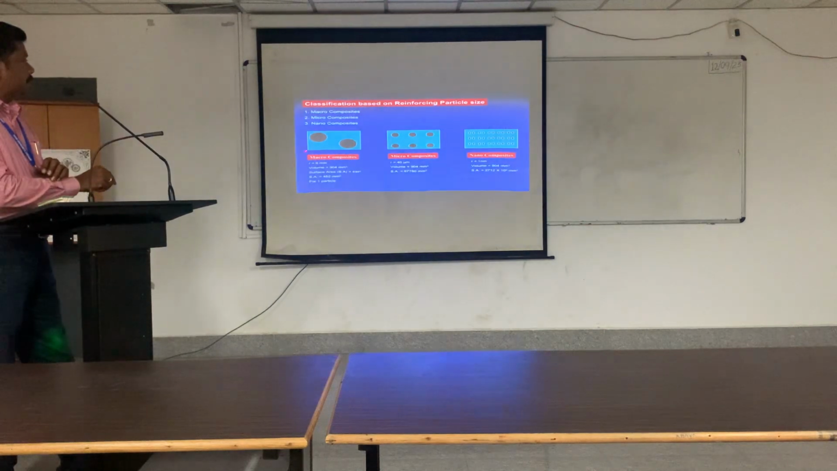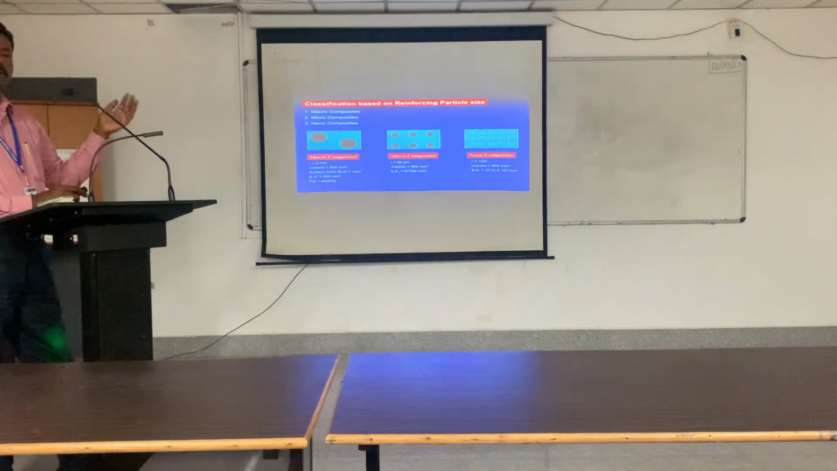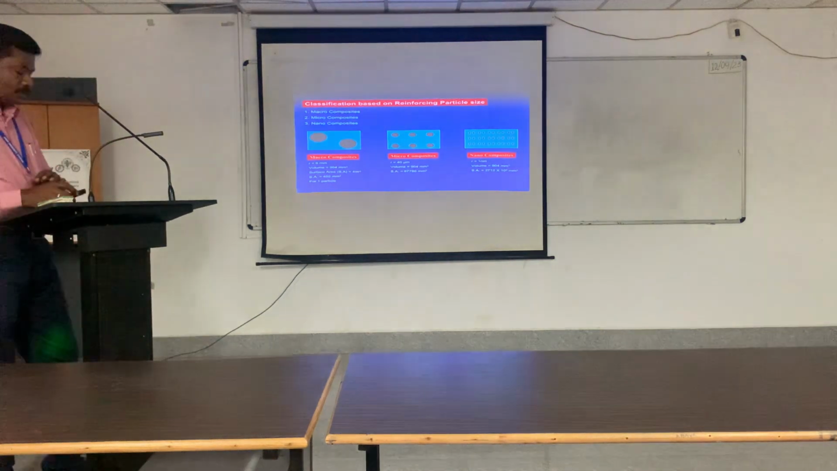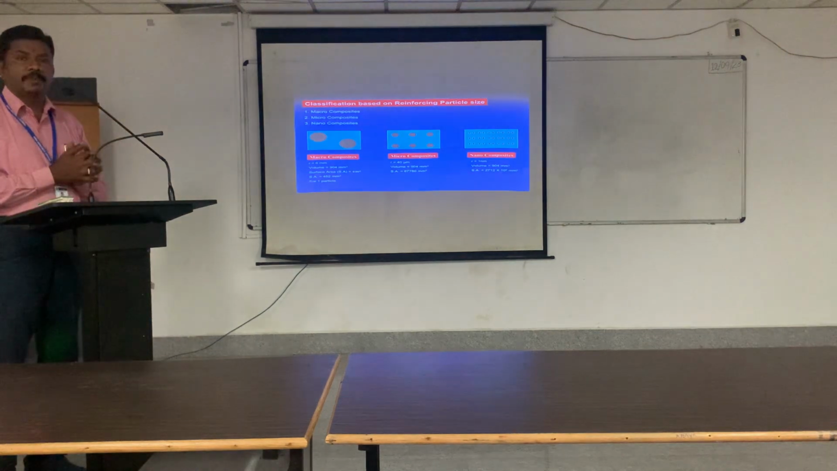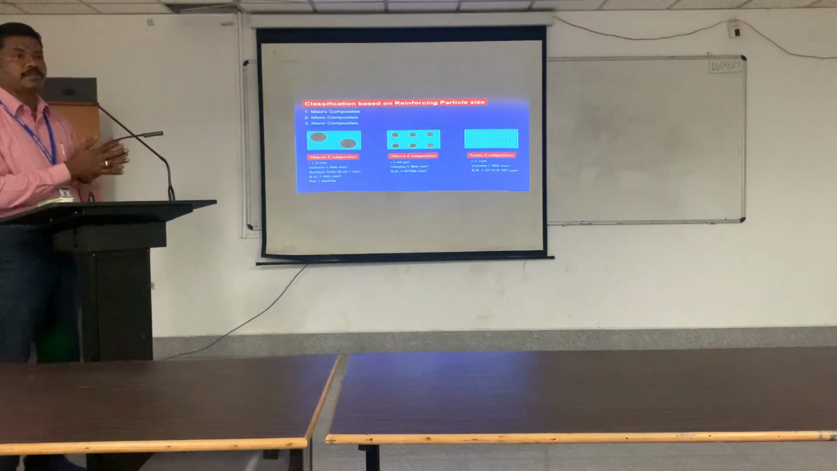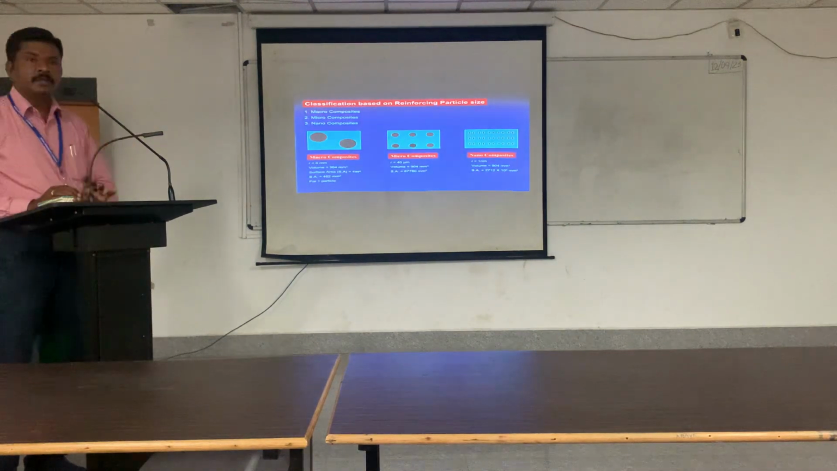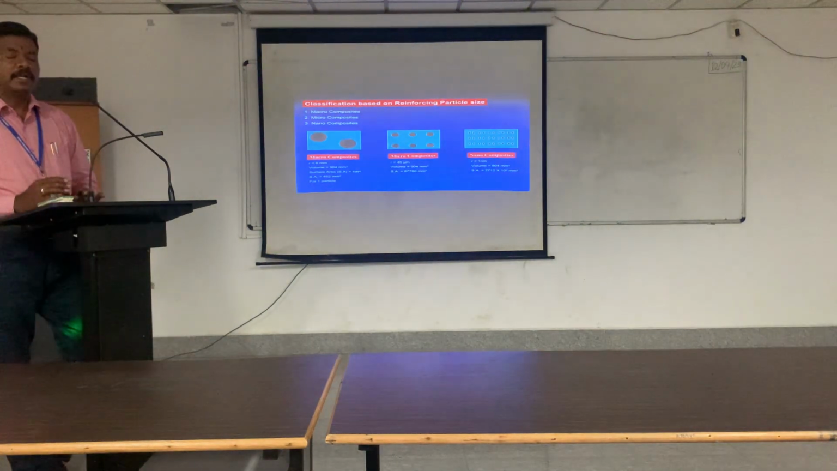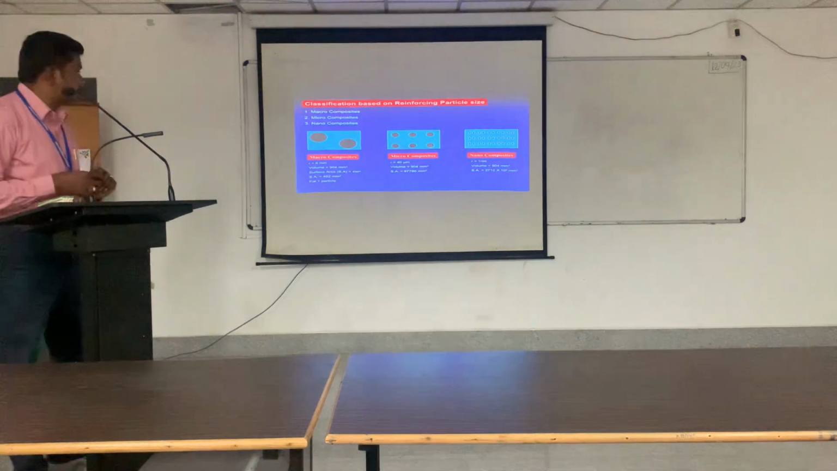So whatever it may be, whether macro, micro or nano, or laminated composites or fibrous composites, some portion of the material will occupy as the reinforcement, and the remaining portion will be matrix material. So by seeing this diagram, you can list out what the functions of matrix and reinforcement are. What will be the functions of matrix and reinforcement?